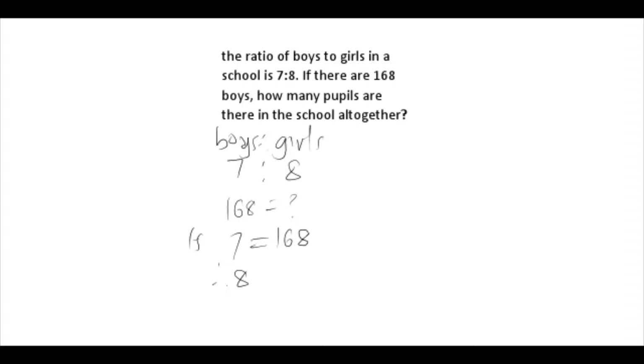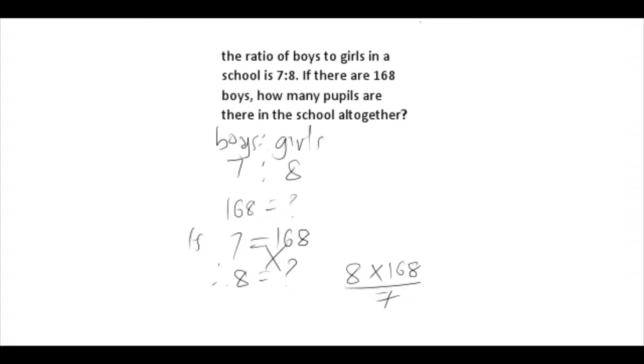The ratio of boys to girls in a school is 7 to 8. If there are 168 boys, how many pupils are there in the school altogether? So boys to girls, we have 7 to 8. If there are 168 boys, we don't know the number of girls. So if 7 is equal to 168, what will 8 give us? We cross multiply: 8 times 168 divided by 7.